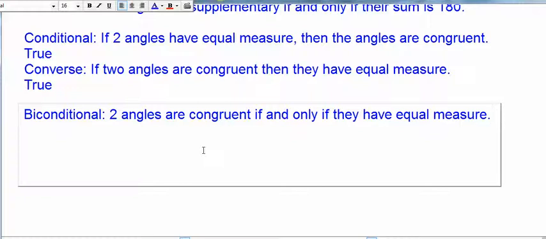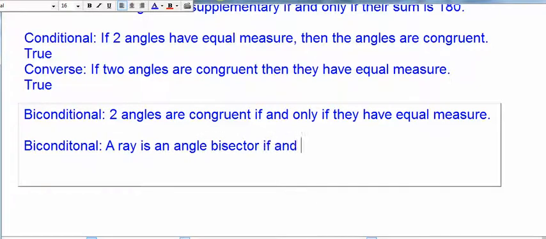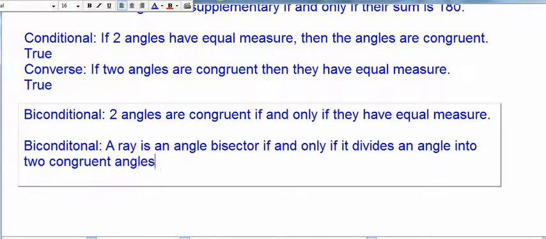Where you're given the biconditional, and you have to write the conditional and its converse. So now we're going to go biconditional. I'm on the next page, page 106, and I'm on problem 2. A ray is an angle bisector if and only if it divides an angle into two congruent angles. Alright?